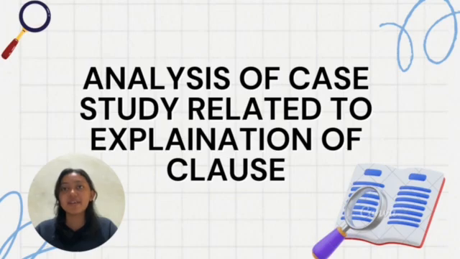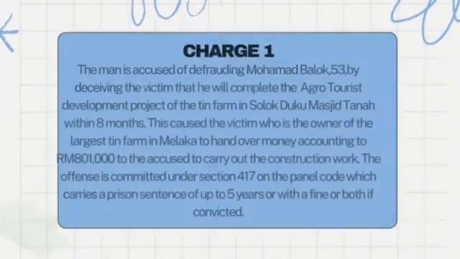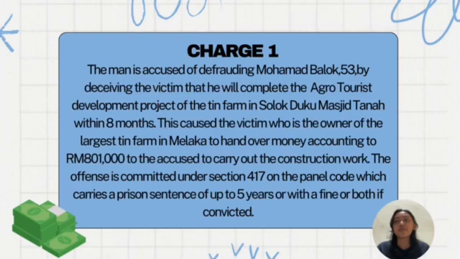Analysis of case study related to explanation of clause. Charge 1. The man is accused of defrauding Muhammad Balok, 53, by deceiving the victim that he will complete the agro-tourist development project of the tin farm in Solok Duku, Masjid Tanah within 8 months. This caused the victim, who is the owner of the largest tin farm in Malacca, to hand over money amounting to RM801,000 to the accused to carry out the construction work. The offence is committed under Section 417 of the Penal Code, which carries a prison sentence up to 5 years or with a fine or both if convicted.